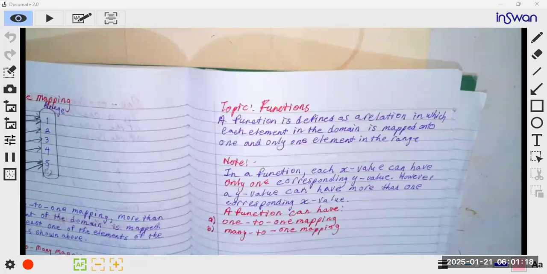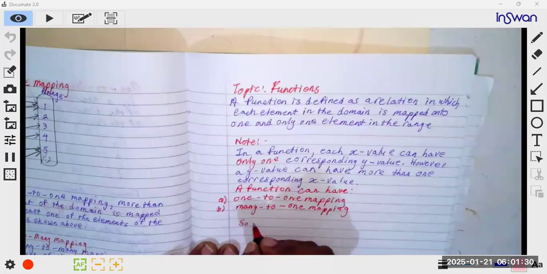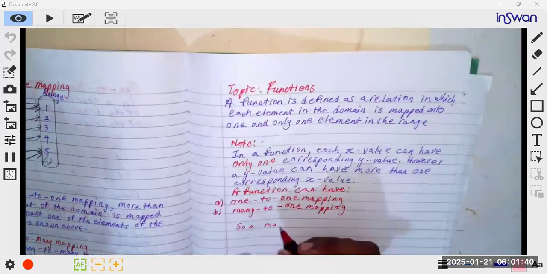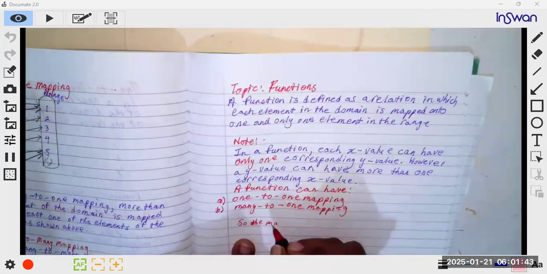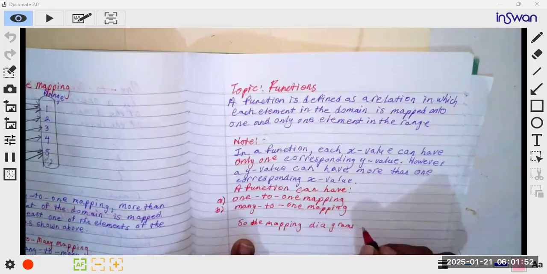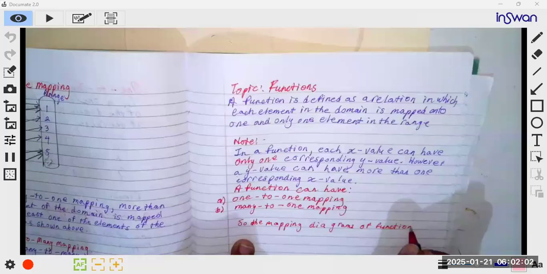Okay, so you all see what is a one-to-one. A many-to-one can be in the form of what we term quadratic graphs. So I should give you all diagrams of functions. So the mapping diagrams of a function can be as follows.